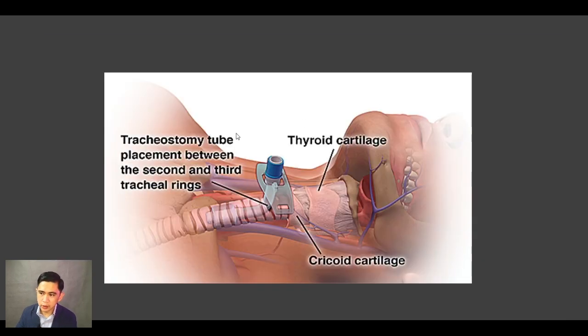Typically, we put the tracheostomy tube between the second and third tracheal rings. Again, as a review, this is the hyoid bone, this is the thyroid cartilage, the cricoid cartilage, and the tracheal cartilage. You do the tracheostomy in the tracheal rings, not in the cricoid, not in the thyroid cartilage.